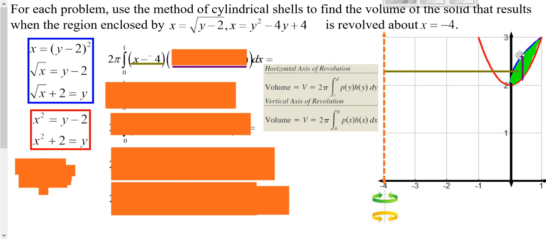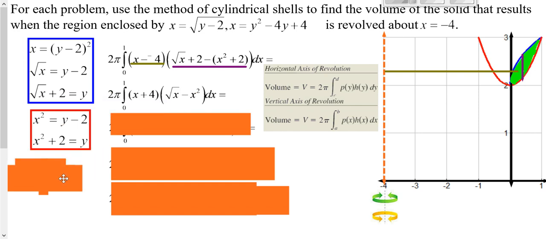Then your height has to be perpendicular. Notice how it's going to be top minus bottom. It's going to be the blue minus the red. The blue is what we have right here, a square root of x plus 2, minus the red, which is your x squared plus 2. Notice when you distribute through the negative, your 2's are going to drop, and we have this.